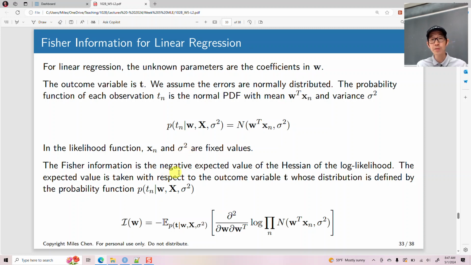And so the Fisher information is the negative expected value of the Hessian of the log likelihood. The expected value is taken with respect to the outcome variable t, and that t distribution is defined by the probability distribution centered around the normal distribution. Okay, so we want to say, what is the expected value of this thing? Basically I've got the product of all of my normal PDFs, and we want to know what Fisher information our w provides.